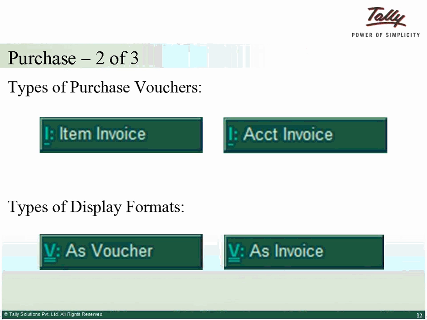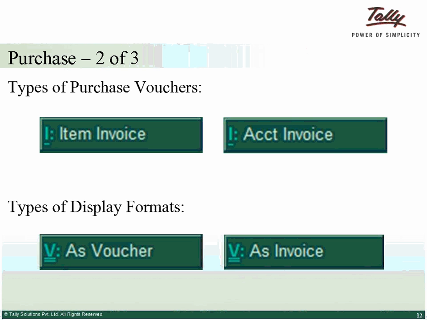In this case, inventory goes up, and at the same time, the accounting voucher is also recorded. To switch between these two forms, we have the Alt-I button. Toggling this button will switch between accounts invoice and item invoice mode.